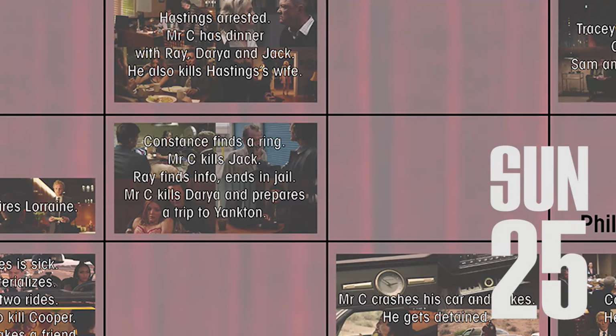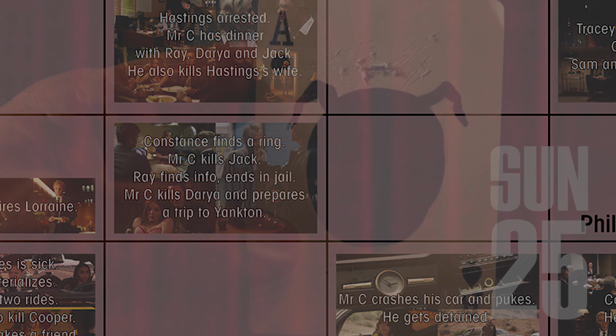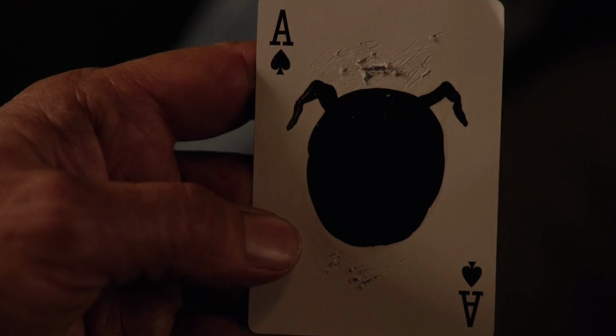Back in Buckhorn, Constance finds the ring. Mr. C kills Jack after he picks up the car. Ray ends up getting sent to jail. Mr. C goes back to the hotel, kills Daria, and prepares to go to Yankton himself.